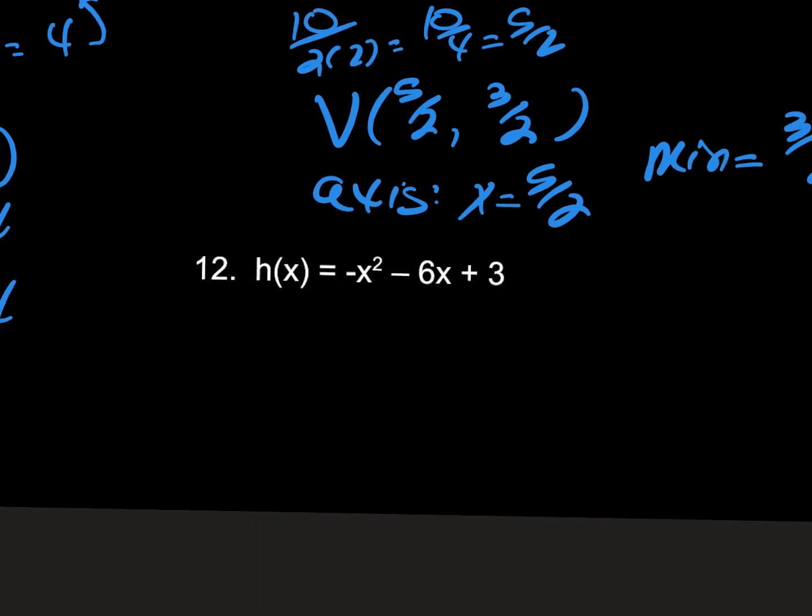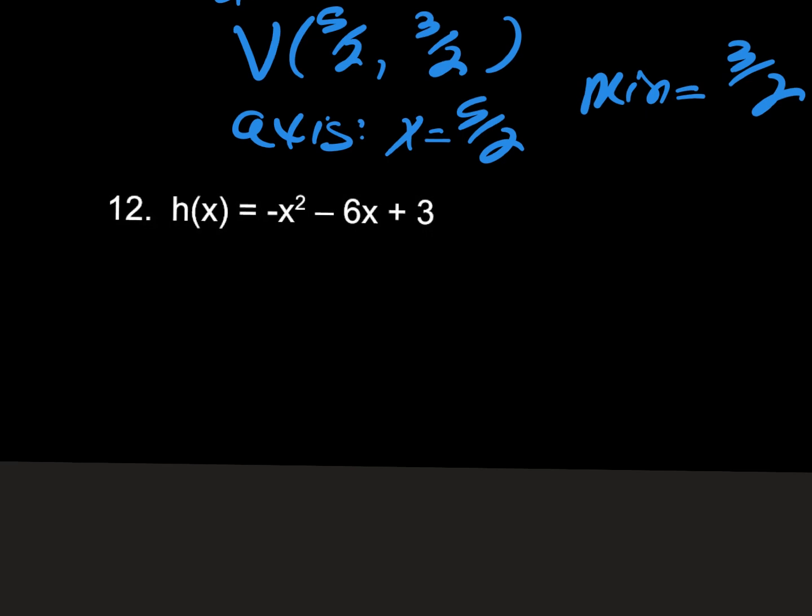Number 12, the last one of these, thank goodness. So I got negative b over 2a again, which is positive 6 over 2 times negative 1. Work that out, you get negative 3. So my vertex is negative 3 something. As always, I'm going to take that negative 3, plug it in there. That's going to be negative 9 plus 18, that's 9. I'm pretty sure that's 12. So the vertex is negative 3, 12.